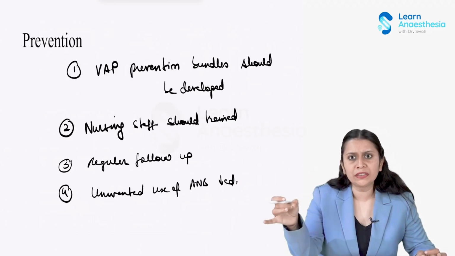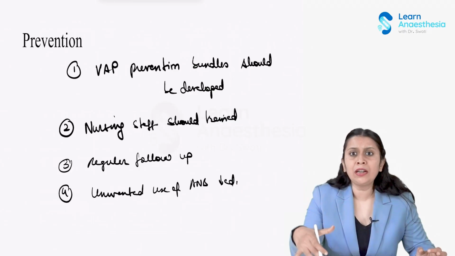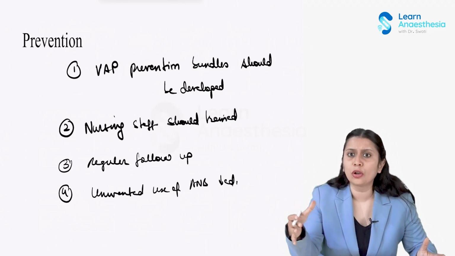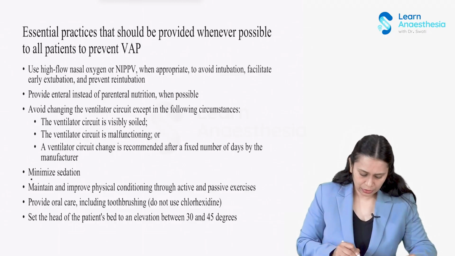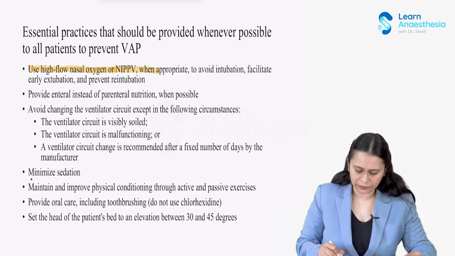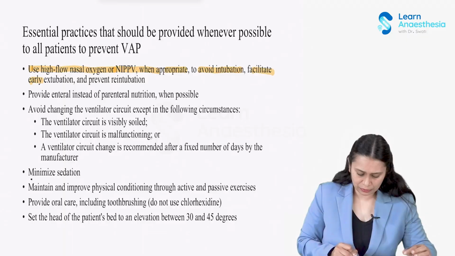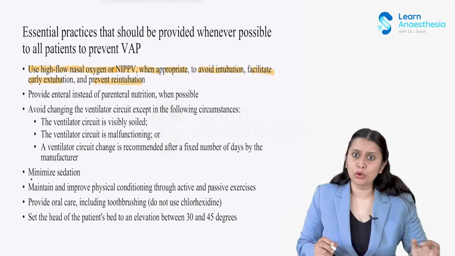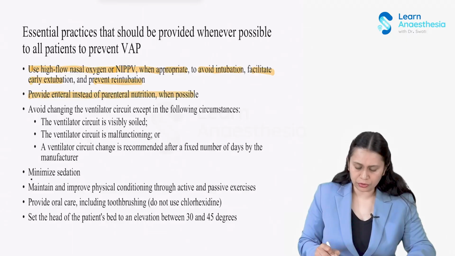In the topic non-invasive ventilation, I talked about that every patient who does not have the contraindication of NIV should be given a trial of NIV prior to invasive ventilation, because this would decrease the incidence of nosocomial pneumonia. So, first thing which we should practice is use high flow nasal oxygen or NIV when appropriate to avoid intubation. Facilitate extubation as soon as possible and prevent the reintubation in patients by following a proper protocol. Then, provide enteral instead of parenteral nutrition when possible.